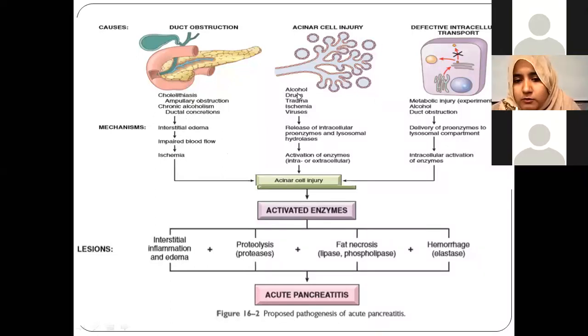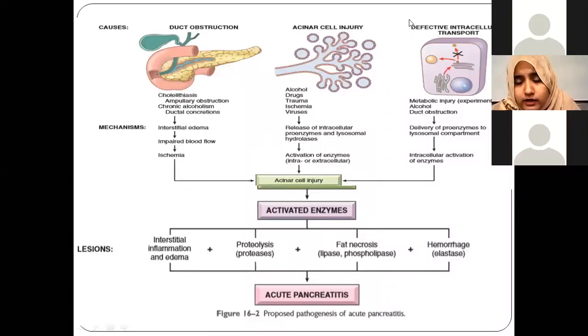The most common cause is alcohol. Alcohol itself produces oxidative stress and some other phenomena as well that cause acinar cell injury. It could be because of drugs, trauma, ischemia, and viruses, and that releases intracellular proenzyme lysosomal hydrolases, and that will lead to acinar cell injury.